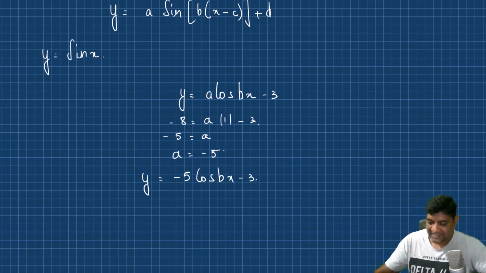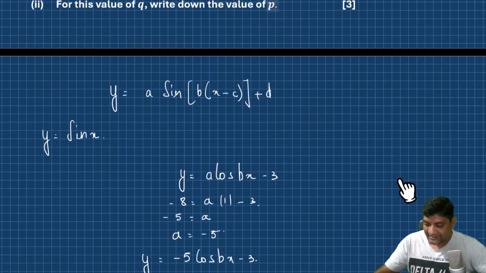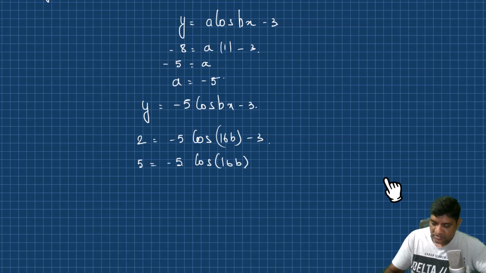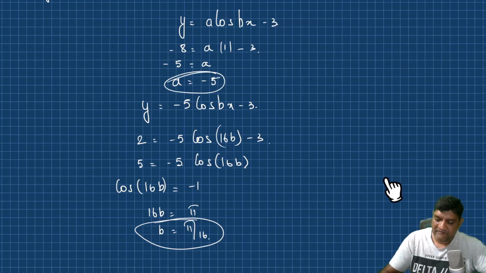So I can again take the maximum point here. The maximum point is (16, 2). So I can go ahead and substitute that point. So 2 is going to be equal to minus 5 cos of 16b minus 3. Transposing it, this is going to be 5 is equal to minus 5 cos of 16b. So cos of 16b is simply going to be negative 1. 16b has to be equal to pi, and that gives me the value for b as equal to pi by 16. And that's the end of it. So we got the value for a and we got the value for b.